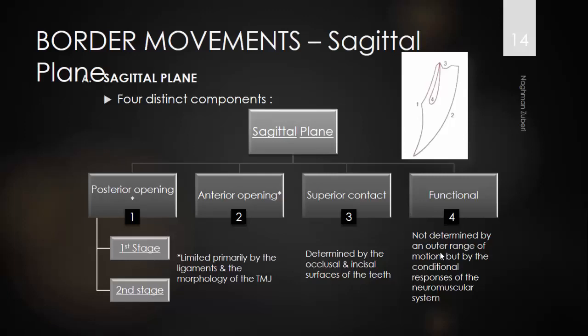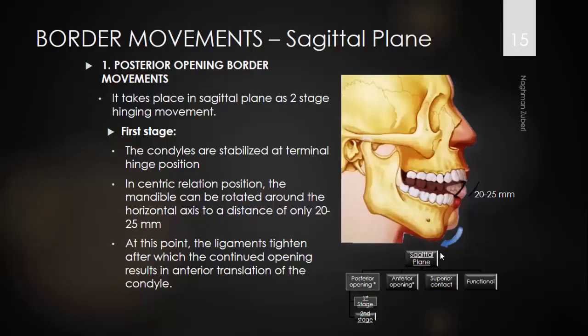Border movements, we are discussing posterior opening border movement, and we know that it has 2 stages. In the first stage, the condyles are stabilized at terminal hinge position. In centric relation position, the mandible can be rotated around the horizontal axis to a distance of only 20 to 25 millimeter. At this point, the ligaments tighten, after which the continued opening results in anterior translation of the condyle.